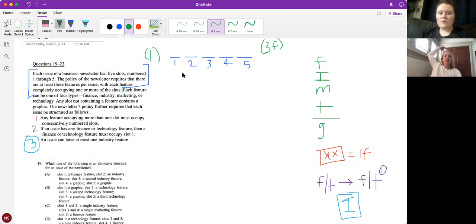I know. And what also makes this game difficult is there's not a lot of rules to help, and there's no way you can master the scenarios. Yeah, there's no restraints here. And also, an issue can at most have one industry feature. It also might not have any industry feature either.